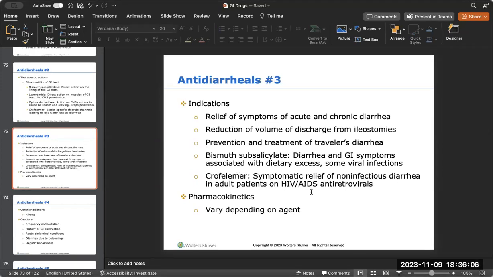But it can also give relief to non-infectious diarrhea in adults who are on antiretrovirals, like given to patients who have HIV and AIDS. But like I said, non-infectious diarrhea. So if they have HIV and AIDS and they're taking these antiretrovirals and they're getting diarrhea, then we can give this specific drug for that.